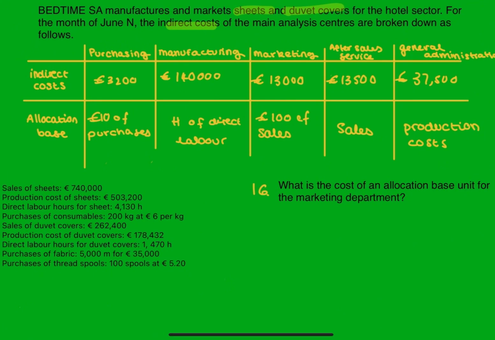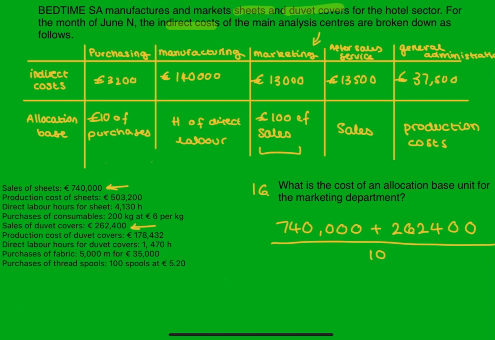Question 16 is exactly the same type of question, except it's just for the marketing department. So you look at the allocation base of your marketing department, which is 100 euros of sales. So you take your sales, 740,000 plus 262,400, and you divide those by 100 because it's 100 of sales. That should equal 10,024. Then you divide your indirect costs, which is 13,000, by 10,024, and that is 1.3.